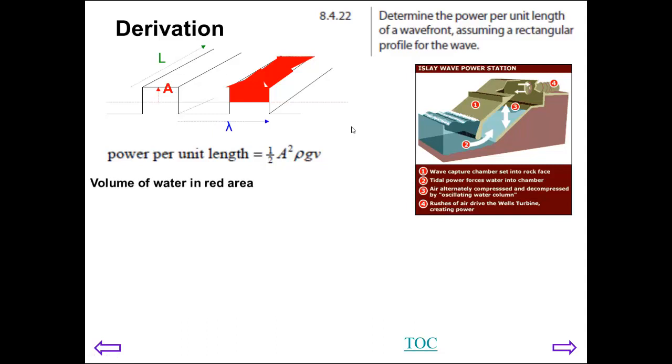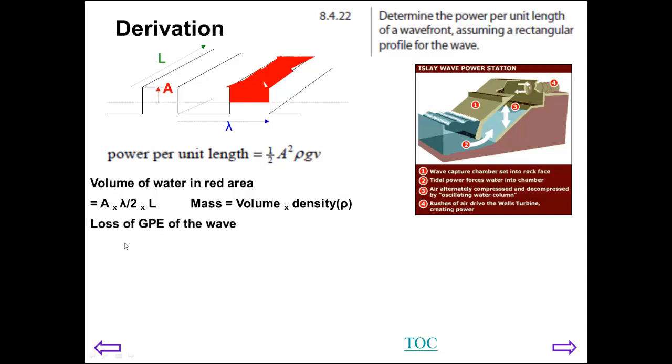What is the volume of water in the red area? Well, it's going to be this height times by this times by the length. So it's going to be A, the amplitude, times by lambda over 2 times by the length of the wave. We know also that the mass is equal to the volume times by the density.